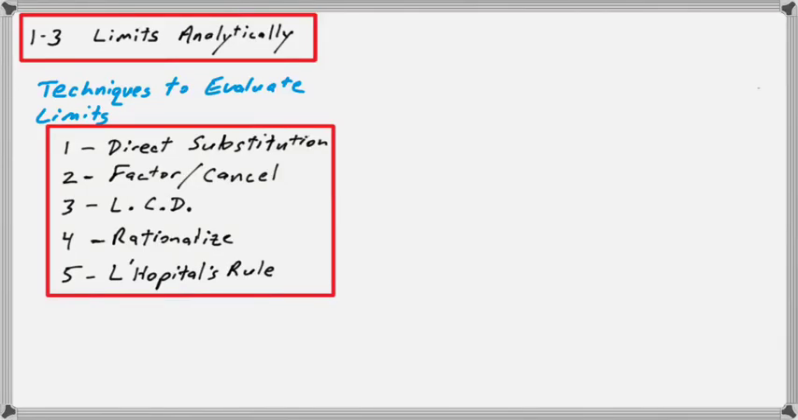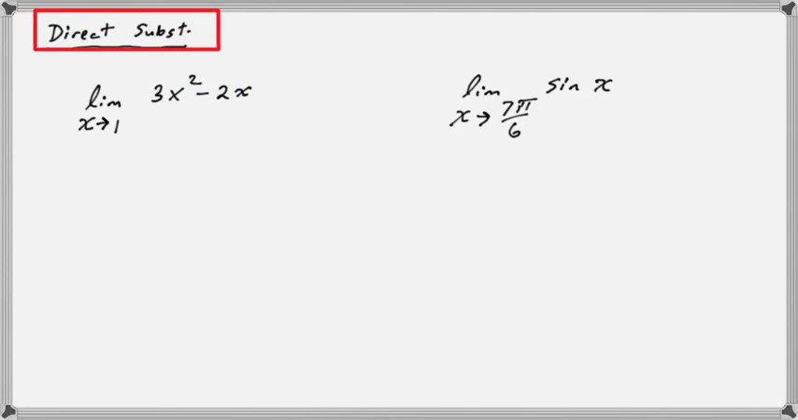Okay, I want to talk about section 1.3 in the calculus textbooks, evaluating limits analytically. We have different techniques to evaluate limits. Always check direct substitution first. If there are no fractions, no radicals, most times you can usually just substitute directly, like these. Can I put a 1 directly into this? If I put a 1 in for all my x's, I think I get an answer of 1.